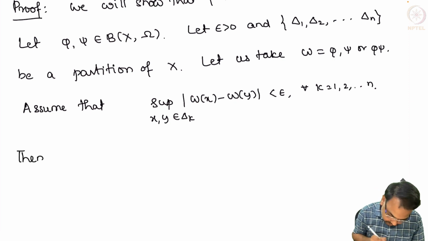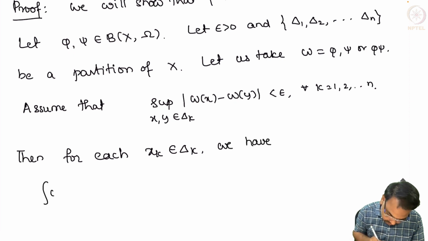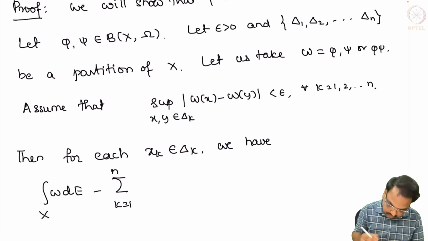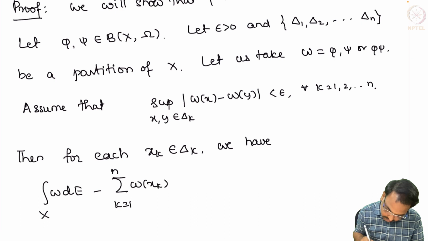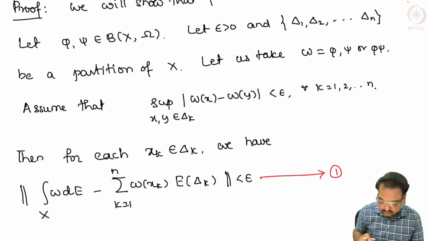Then by the earlier result, for each xk in Δk, we have the following: the norm of the integral over X of omega dE minus summation k equal to 1 to n omega(xk) E(Δk) is less than epsilon. So let us call this inequality 1. This follows from the earlier result.